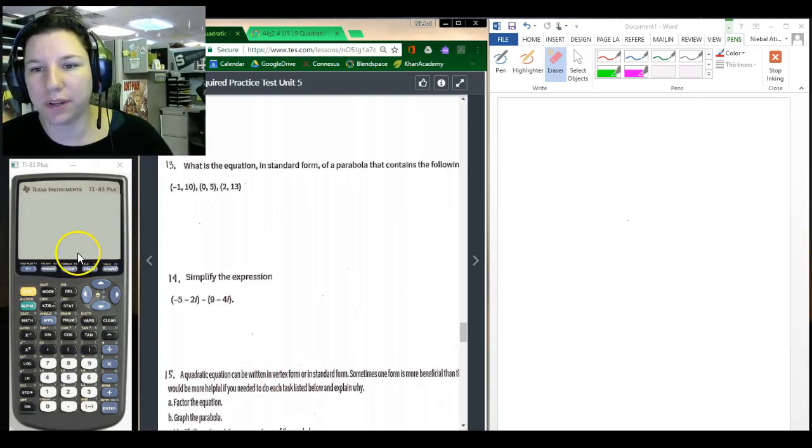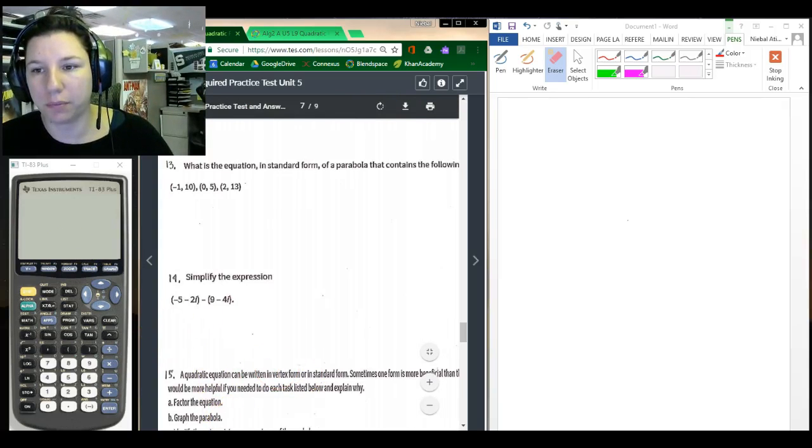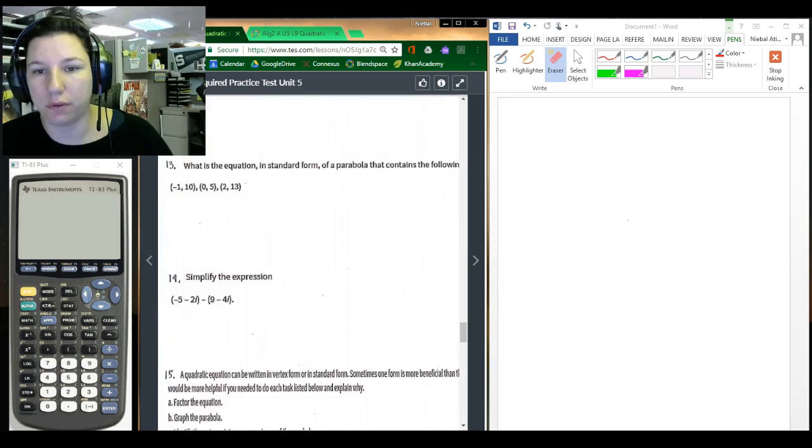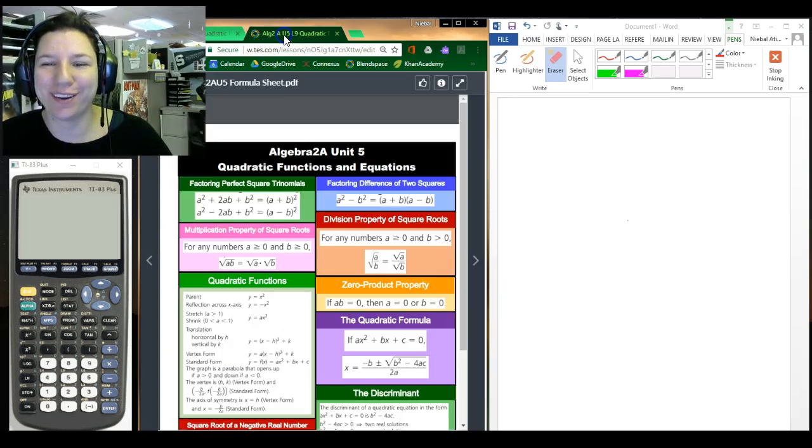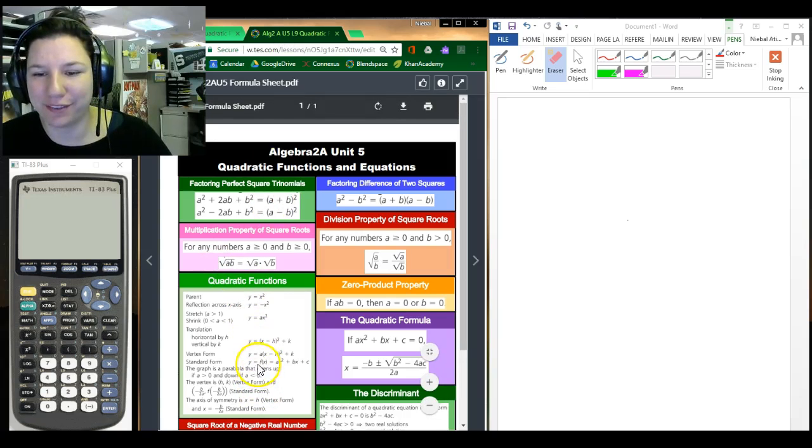Number 13, what is the equation in standard form of a parabola that contains the following points? So this one's a fun one. You want to go to your formula sheet and make sure you've got standard form written down.